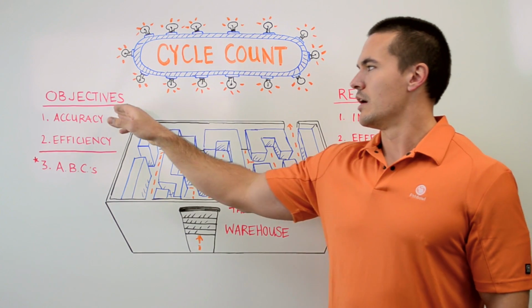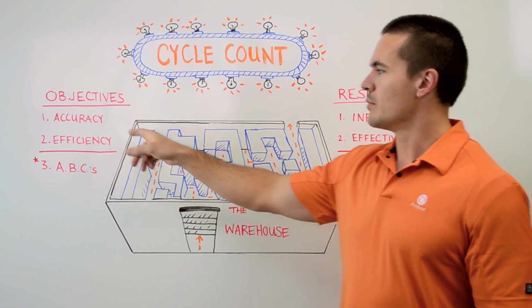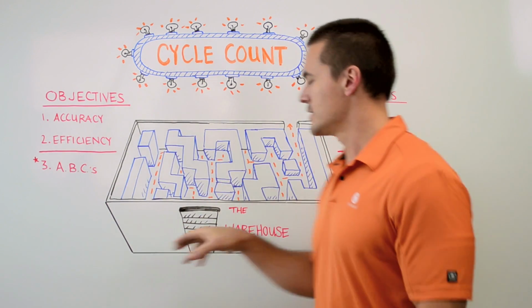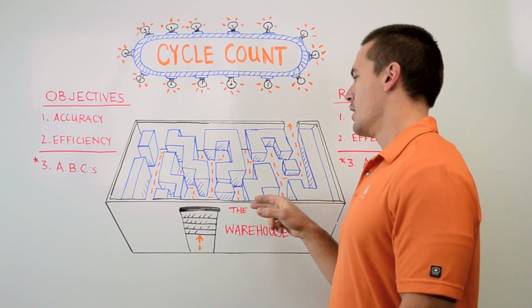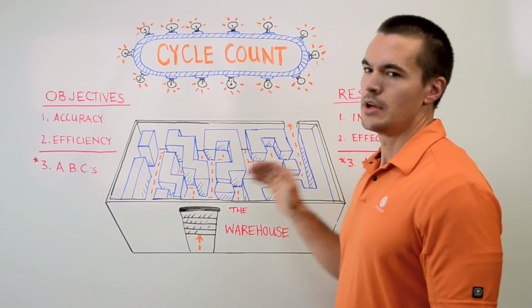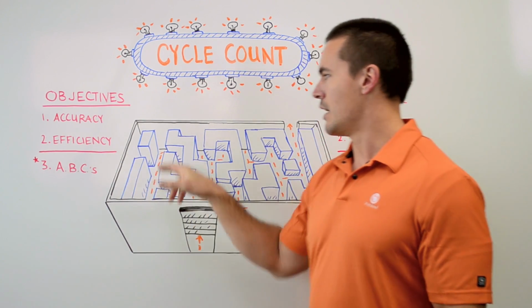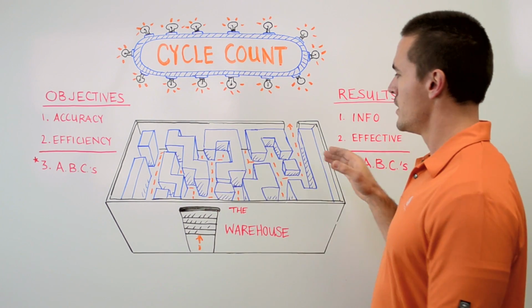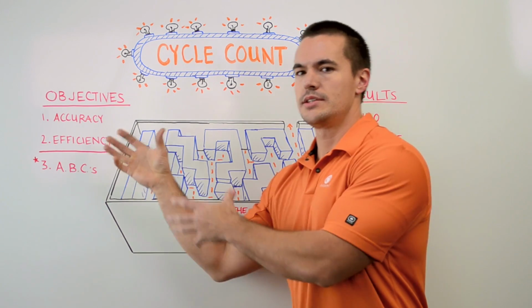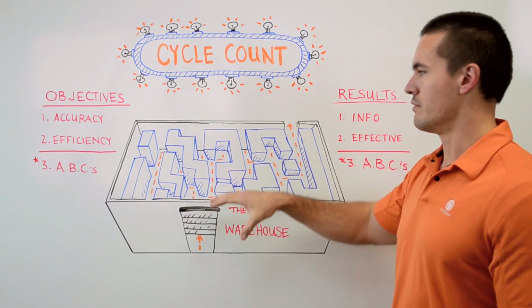What is our objective? Well, one, we want to be accurate, both in our process of going through our maze-like warehouse. We also want to be efficient. We're not hopping around from place to place. So we obviously need a process of its own in going through all of this.